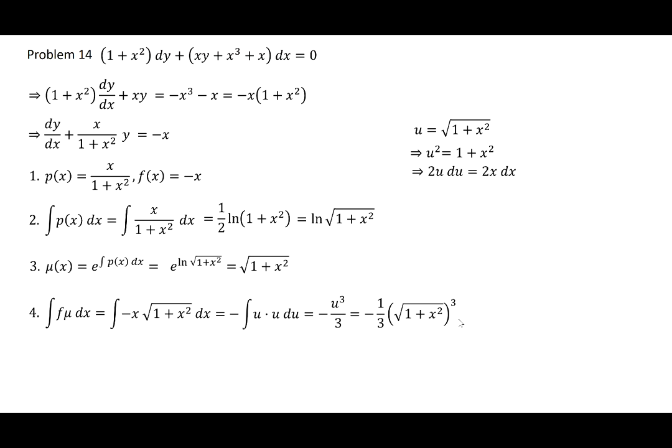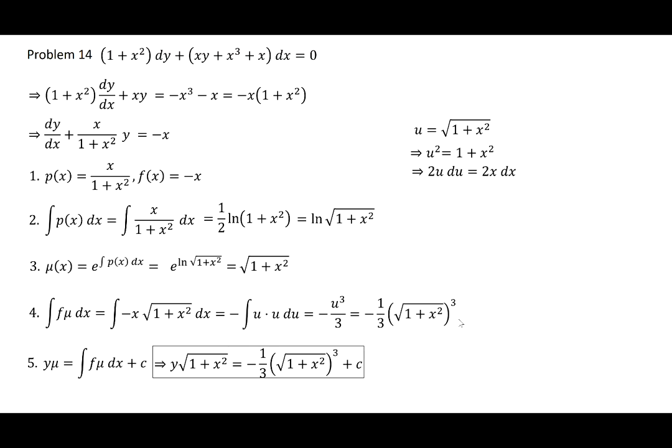Finally, the money statement. Y mu equals integral f mu dx plus c. Cool. And don't forget that plus c. And y times, just a matter of plug and chug. You just plug, you got it. Right? That's a very nice problem. You leave it like this, I'll give you full credit.